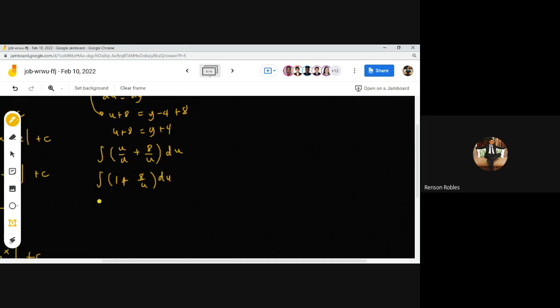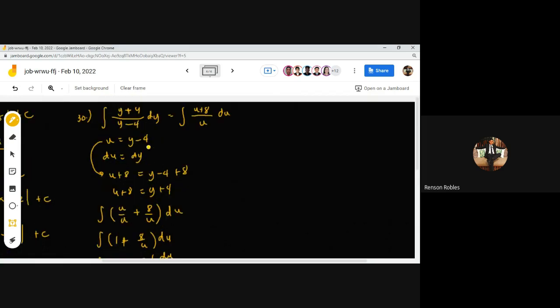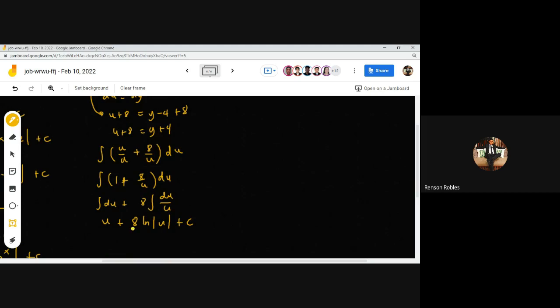Sir, can you show that one to us, please? So that's 1 du plus 8, you can throw it out, du over u. You know that the integral of du is u, plus 8, and this is ln of u plus c. And you write it back to the original variable. Okay? So you have u is y minus 4. So y minus 4 plus 8 ln of y minus 4 plus c.